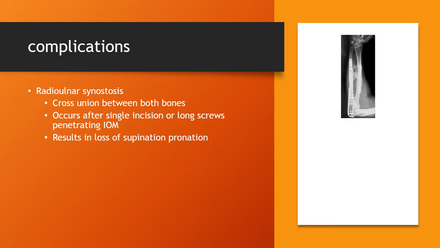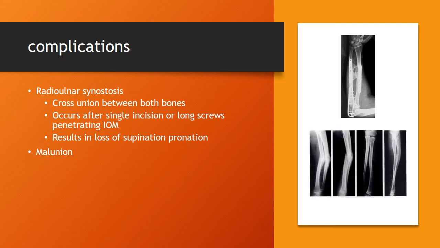This is the photo of the patient who has cross union, called radioulnar synostosis, which is present in the middle third. The second complication is malunion. When it is malunited, it means that it united in an undesirable position, and of course, non-union may occur if untreated. This is the patient with the malunion in the form of ulnar displacement and dorsal angulation.